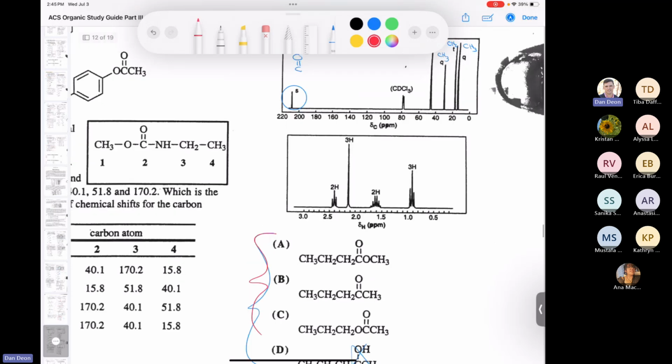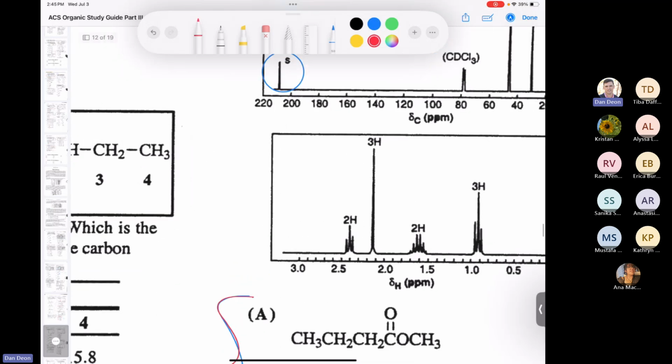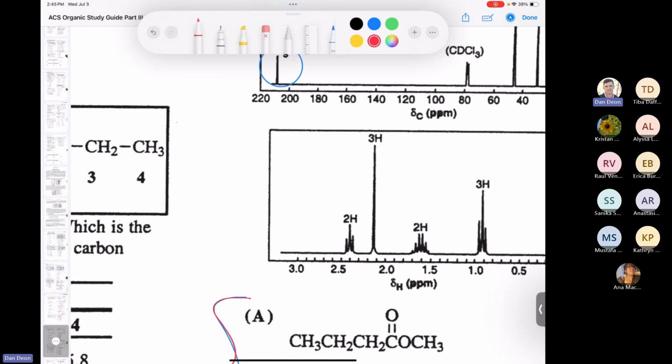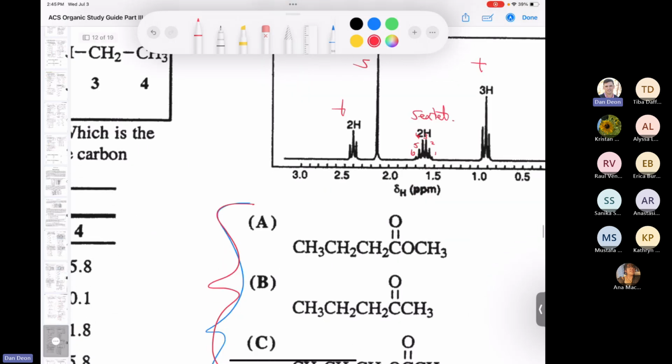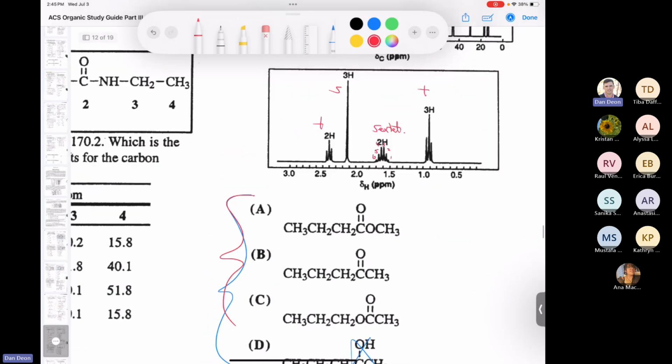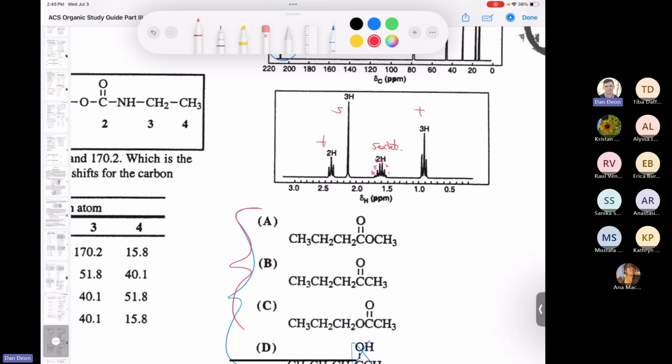And then if you go to the NMR, you see you have a triplet that integrates for 3. Here you have 1, 2, 3, 4, 5, 6. So you have a sextet that integrates for 2. You have a singlet that integrates for 3, and then you have a triplet that integrates for 2. Well, if you look at all the answers, I went over these today, every single one of these satisfies 2 triplets, a sextet, and a singlet.